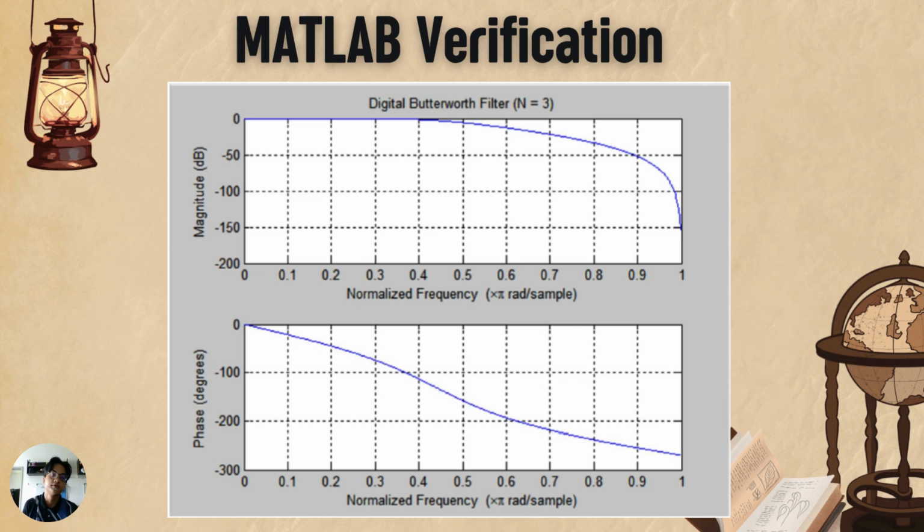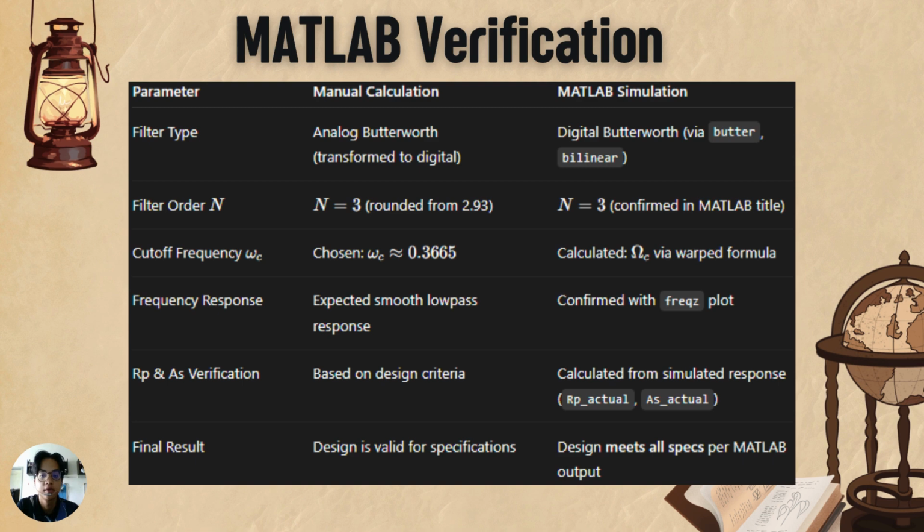And then we verify through MATLAB using some coding. The coding is based off the parameters given. Next is the summarization between the MATLAB verification and the calculation. For the filter type, we have analog Butterworth transferred to digital by manual calculation. For the MATLAB simulation, we got a digital Butterworth via butter and bilinear, the coding that we use.